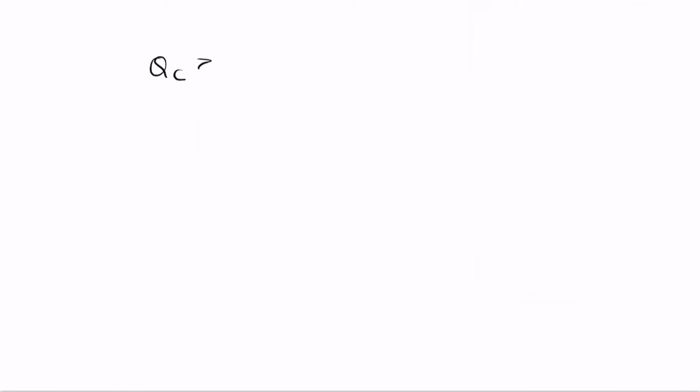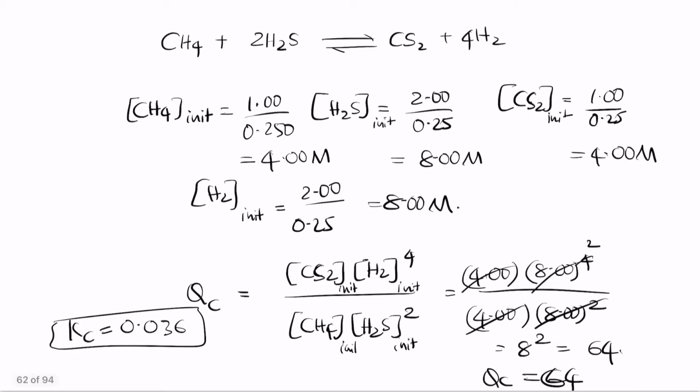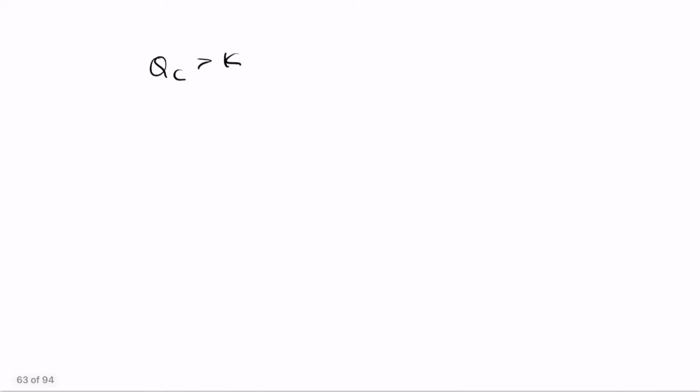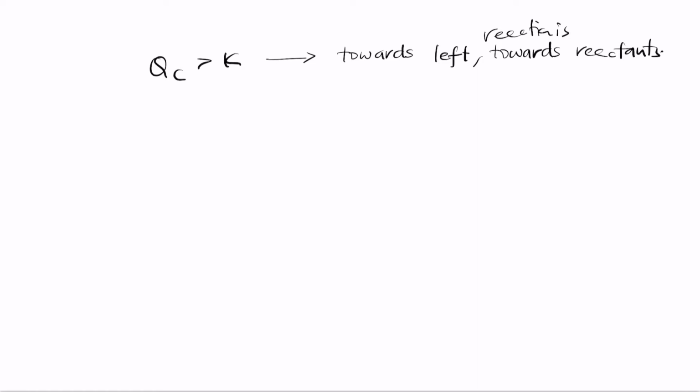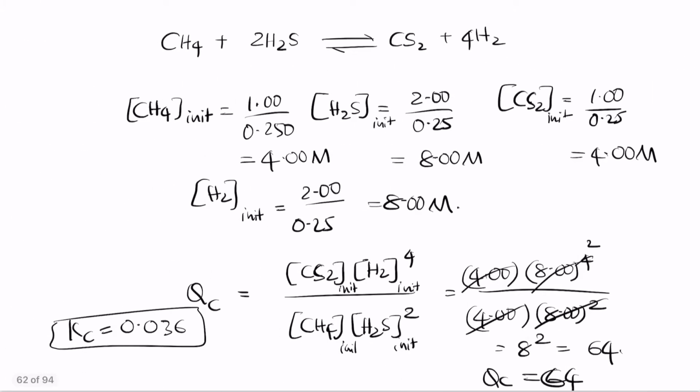So Qc is greater than Kc. Because Qc is greater than Kc, Qc tries to go towards Kc. When Qc tries to go towards Kc, the concentration of the products should decrease and the concentration of the reactants should increase. So the reaction goes towards the left, which means the reaction goes towards the reactants. So the direction of the reaction is towards the reactants, since Qc is greater than Kc.